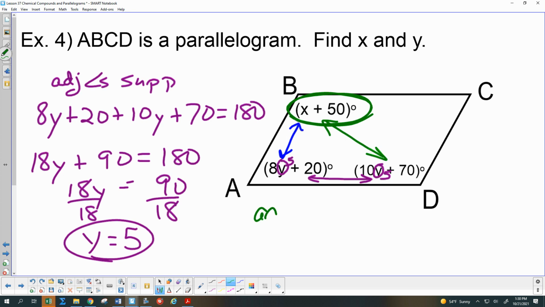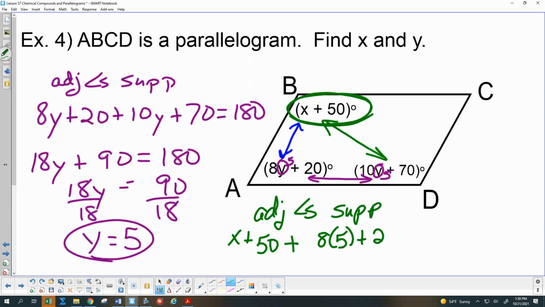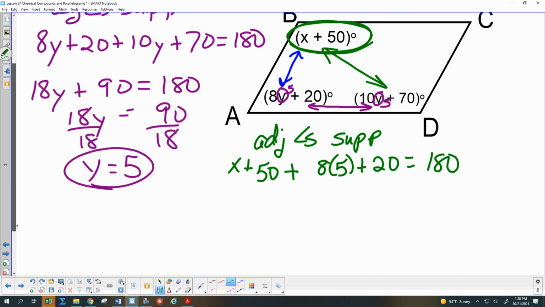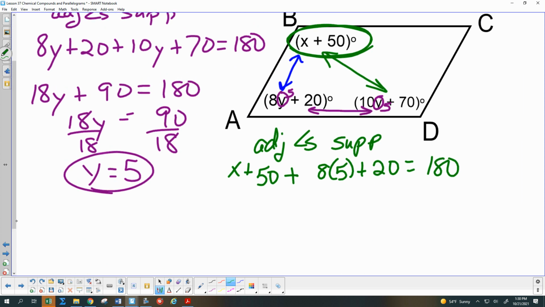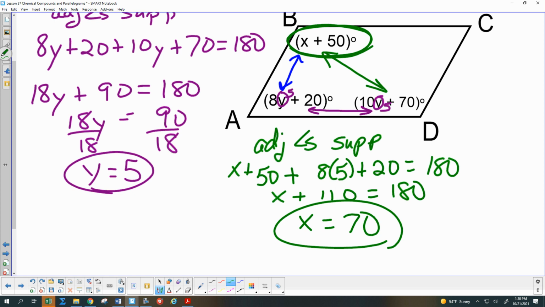So we can say that, again, the adjacent angles are supplementary. So we can say that the x plus 50 plus the 8 times, we now know that y is 5, plus 20 has to add up to 180. So we have 50 plus 40 is 90. We have x plus 110 is 180. So what is x? So that x is 70, and we have found both of them.